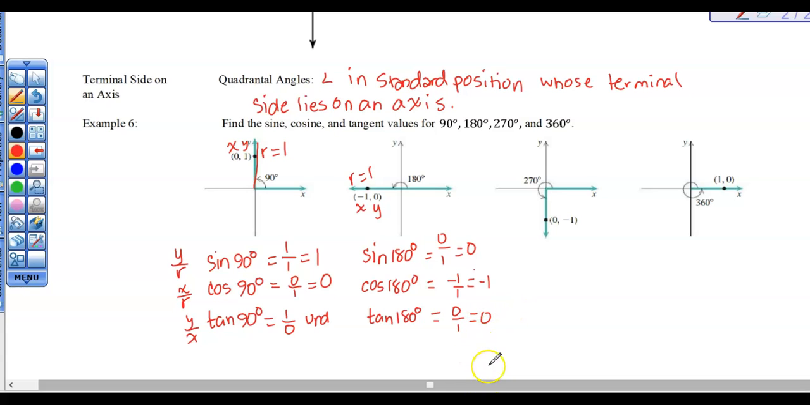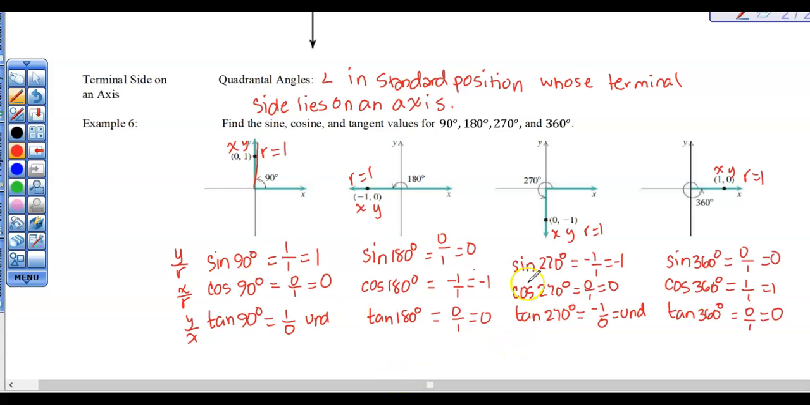So what I'd like you to do now is go ahead and finish up these other two quadrantal angles, 270 degrees and 360 degrees. So press pause, give it a go, see how you do, and come back to the video and finish it up. And there you go. And so your sine of 270 was -1, cosine was 0, and your tangent was undefined. And for your 360-degree quadrantal, your sine of 360 was 0, cosine was 1, and your tangent was also 0.